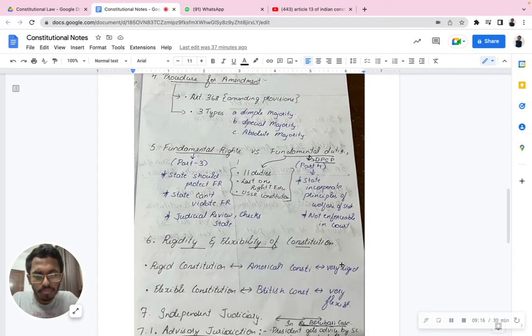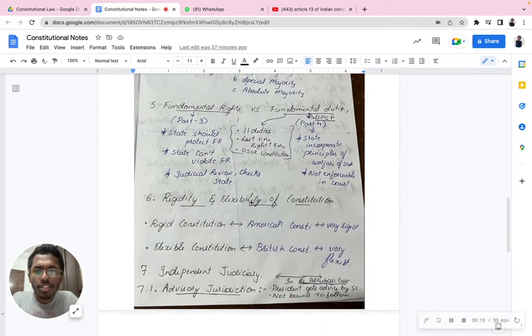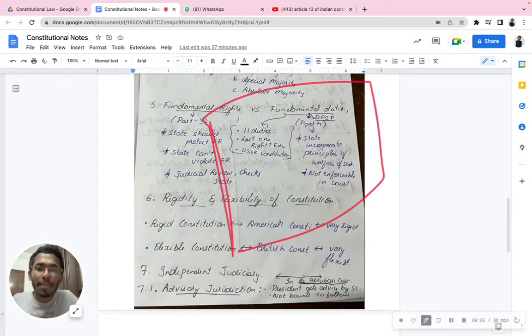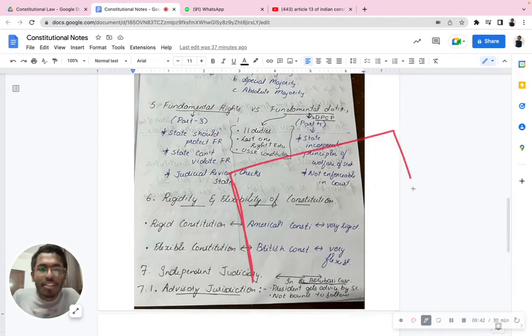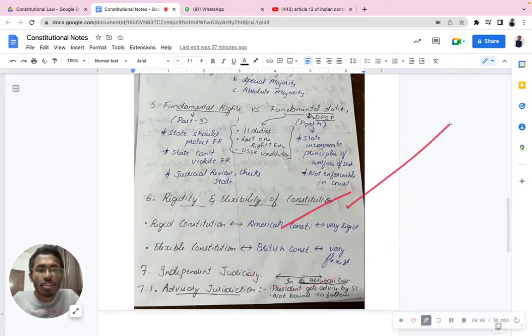Now, what do you mean by rigidity and flexibility? Our constitution is considered to be a little rigid and flexible. It is neither very rigid nor very flexible in nature. If you observe the American constitution, it is very difficult to amend; it is a very tough procedure. Whereas it is not as easy and flexible as the British constitution, which is like an unwritten constitution, but ours is not that easy to amend as the British constitution.